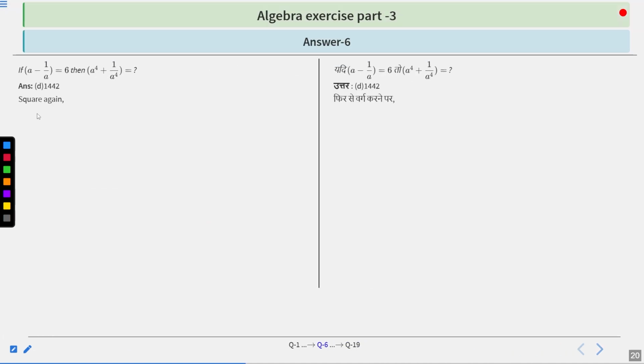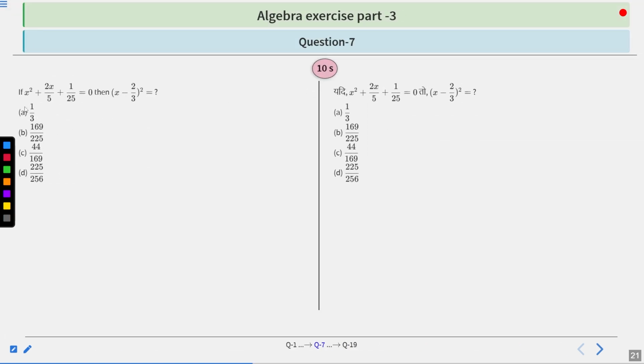So, squaring again, a square plus 1 upon a square's whole square is a4 plus 1 upon a4 plus 2. That is equal to 1444. Therefore, a4 plus 1 upon a4 is equal to 1444 minus 2, that is 1442. Option number D is the correct answer.